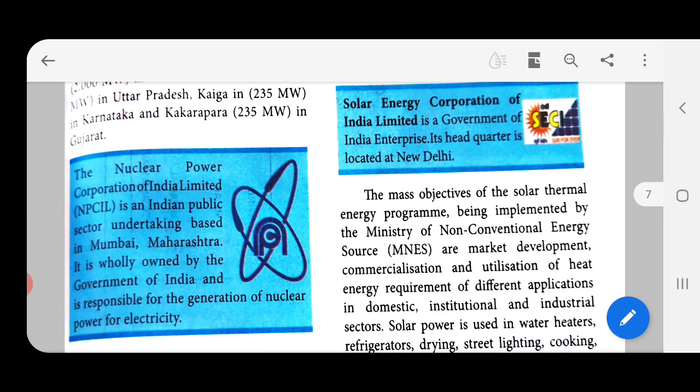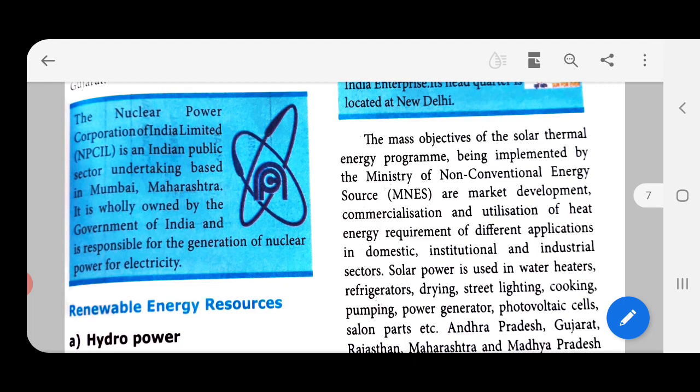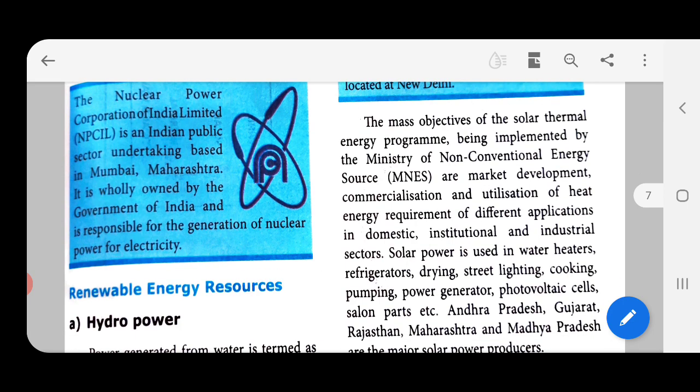The main objectives of the solar thermal energy program being implemented by the Ministry of Non-Conventional Energy Sources, MNES, are market development, commercialization and utilization of heat energy requirement of different applications in domestic, institutional and industrial sectors.